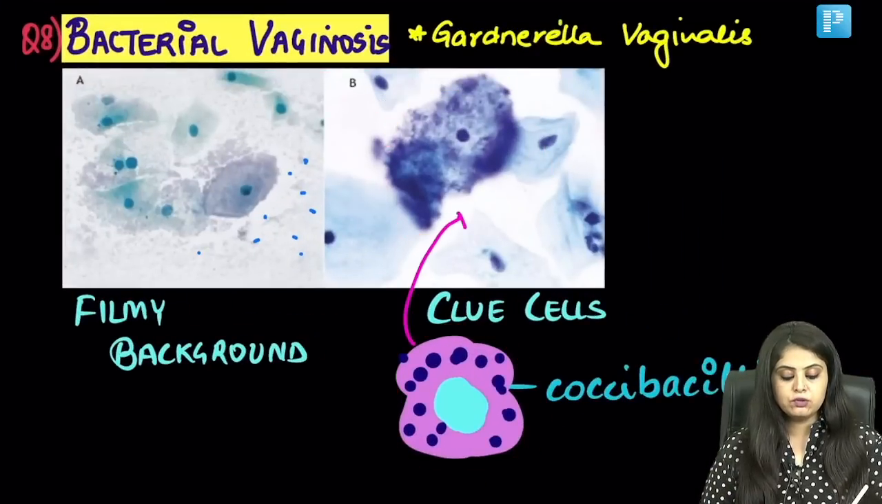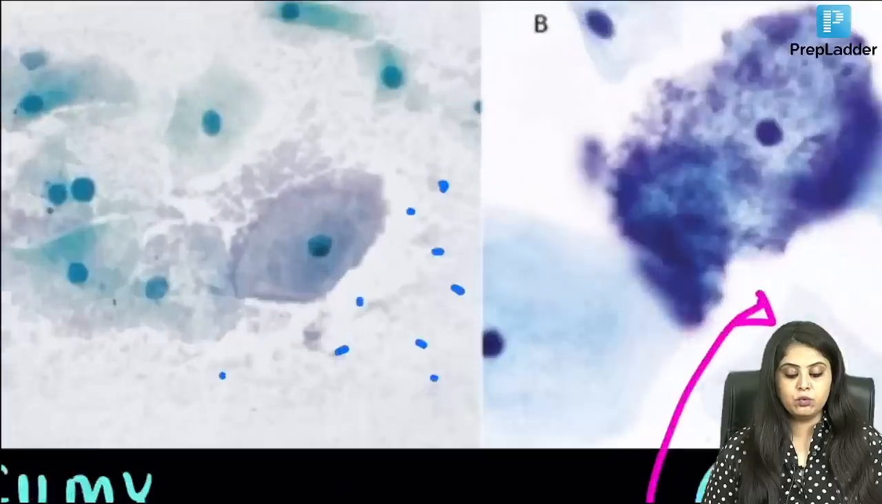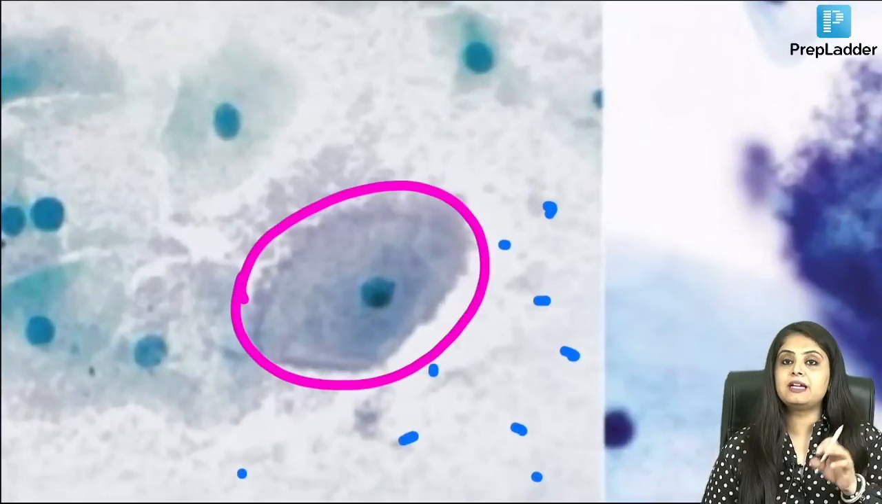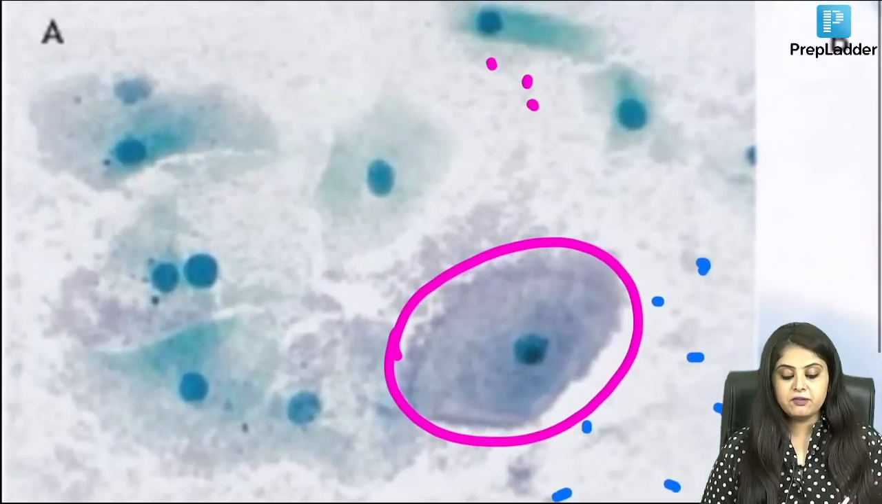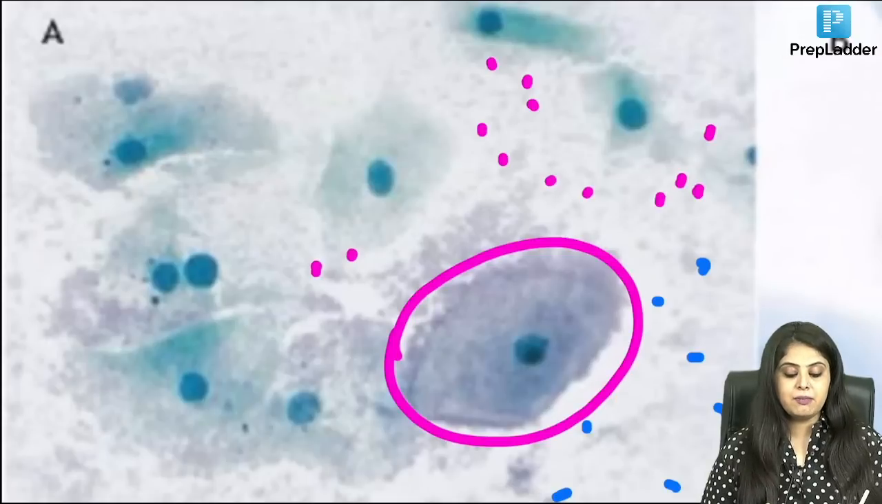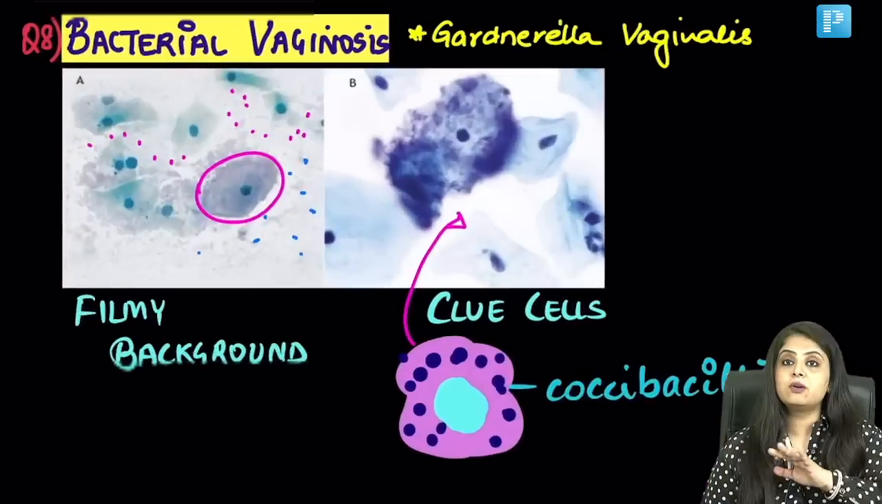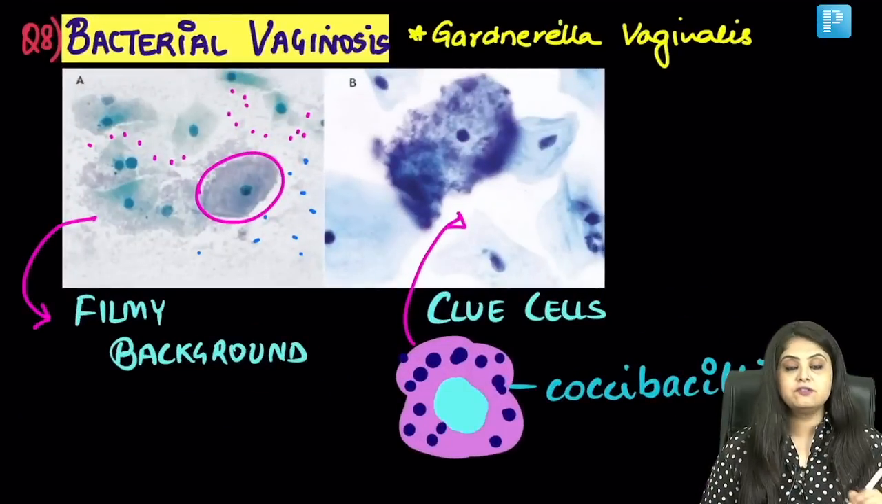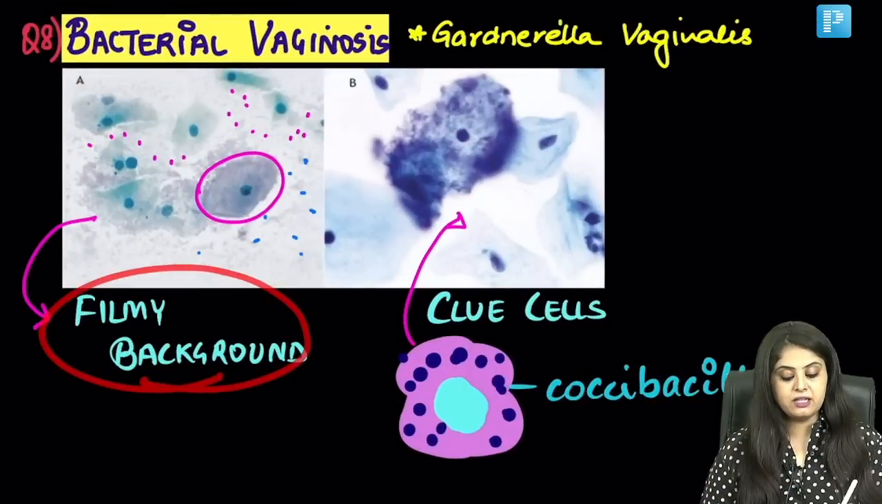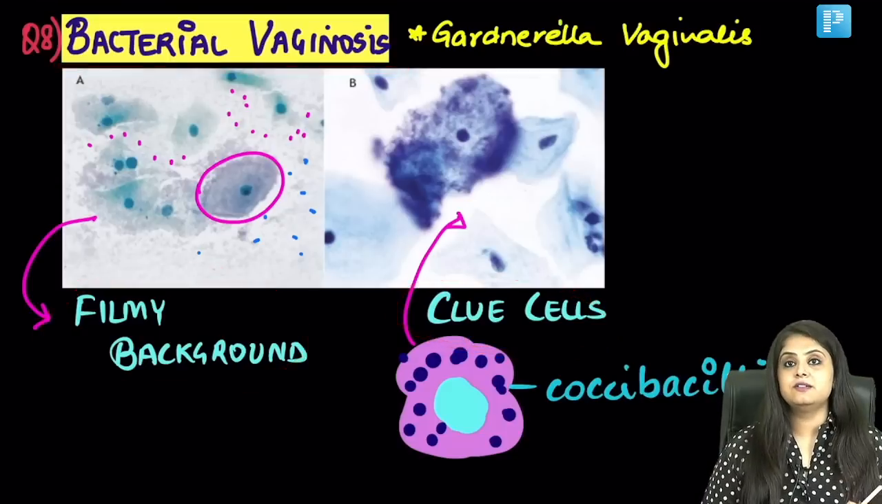But the bacteria would also want to go and settle in the background, right? So over here, if you see, this is a clue cell because the bacteria is on the cell. But if you look carefully in the background also, there is some dirty bacteria that is sitting. It looks as if the background is covered with a film, and that is known as filmy background. So please note, filmy background and clue cells are seen in bacterial vaginosis.